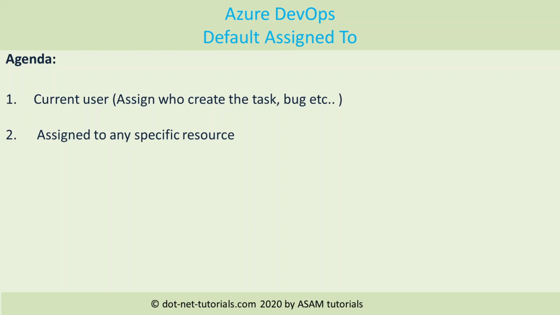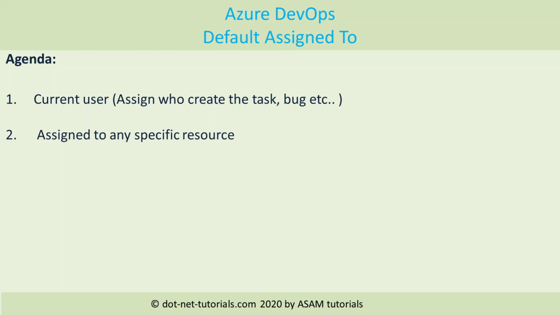There are two ways you can do that. The first way is, as soon as you create any task, bug, or story, anything, it will be assigned by default to the current user session. This will be the first option. And the second option, we will see how you can assign to a specific resource also. You can achieve both by using rules of Azure DevOps.